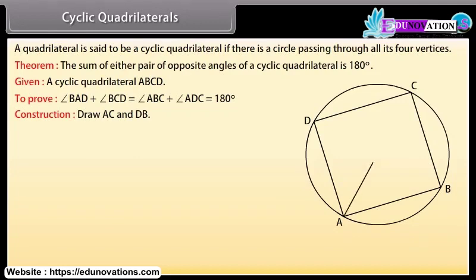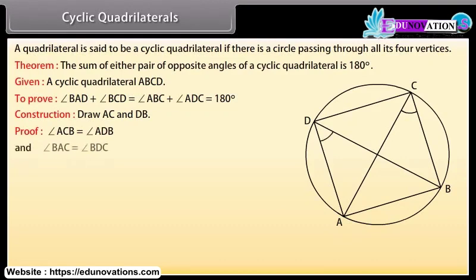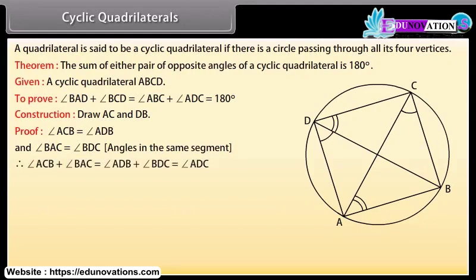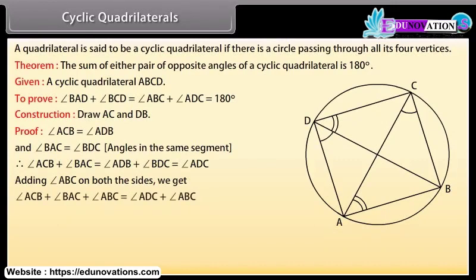Construction: draw AC and DB. Proof. Angle ACB is equal to angle ADB and angle BAC is equal to angle BDC because these are the angles in the same segment. Therefore, angle ACB plus angle BAC is equal to angle ADB plus angle BDC, which equals angle ADC. Adding angle ABC on both sides, we get angle ACB plus angle BAC plus angle ABC, which is equal to angle ADC plus angle ABC.